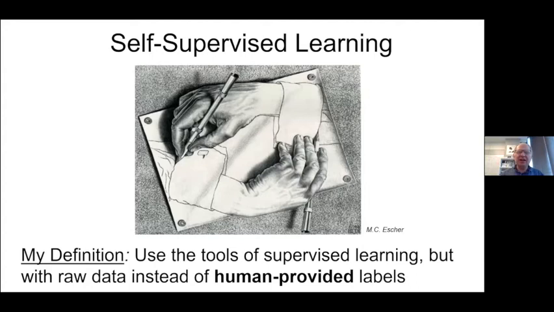human-provided labels, okay? So unsupervised learning, generally, I think of clustering and things like this. Supervised learning is different classifiers and things like this. And self-supervised learning is using those tools of supervised learning, like classification, but without these human-provided labels. So somehow getting the data to supervise itself. So this is a beautiful, beautiful story.